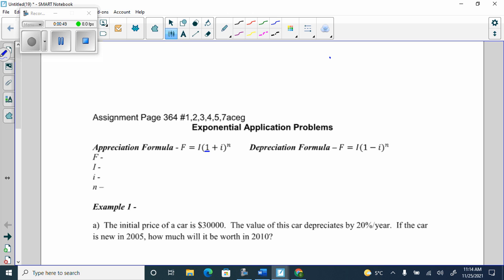So let's write down what they represent. F always represents the final amount. It's what you're left with when you're done doing all of your stuff. If you're growing or decaying, at the end of year 4 or year 2 or whatever it may be, that's your final amount. I is your initial amount. It's what you start with. i is your interest rate in decimal form, not percent. And n is always the number of years.